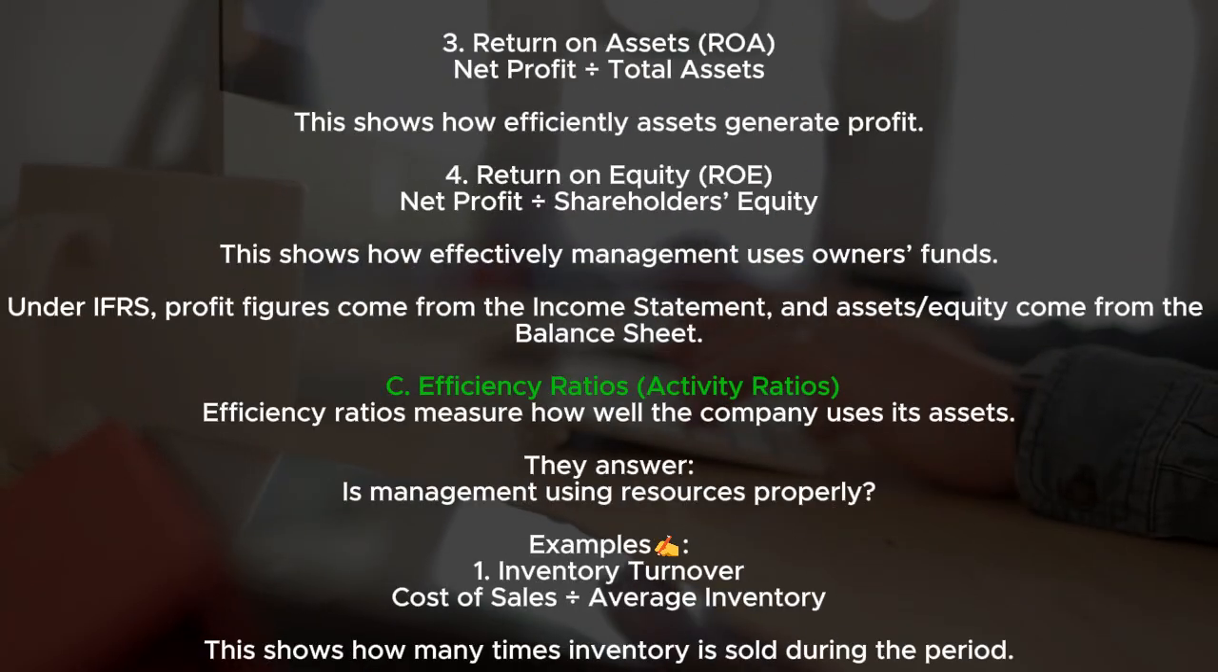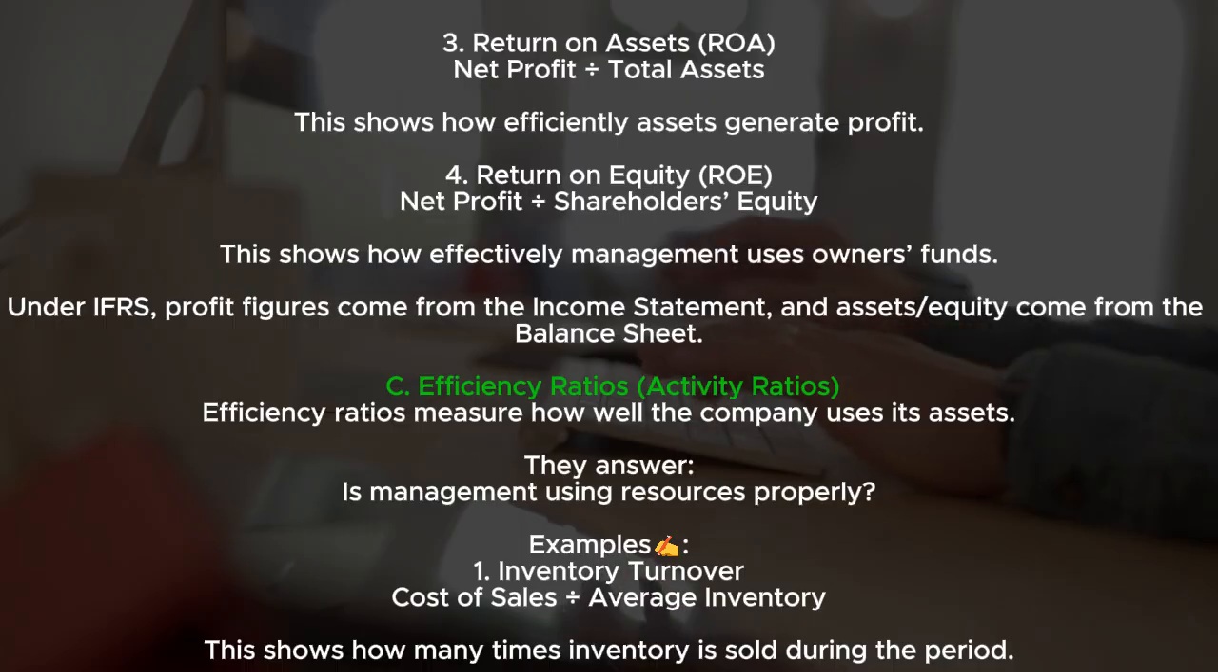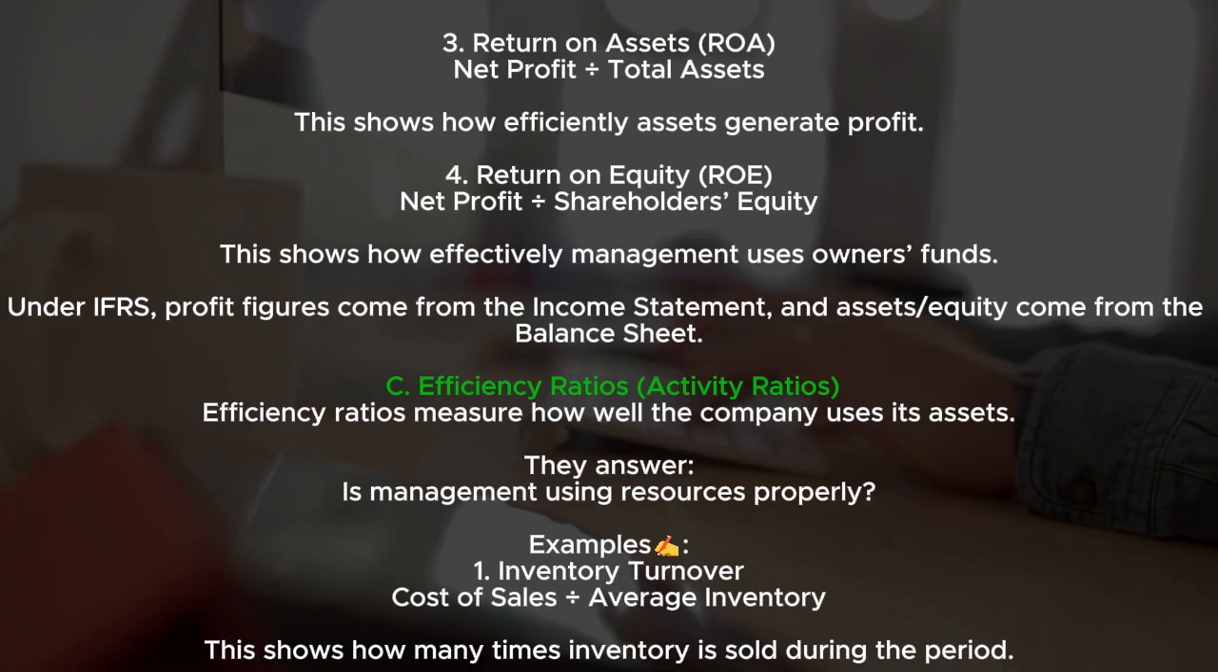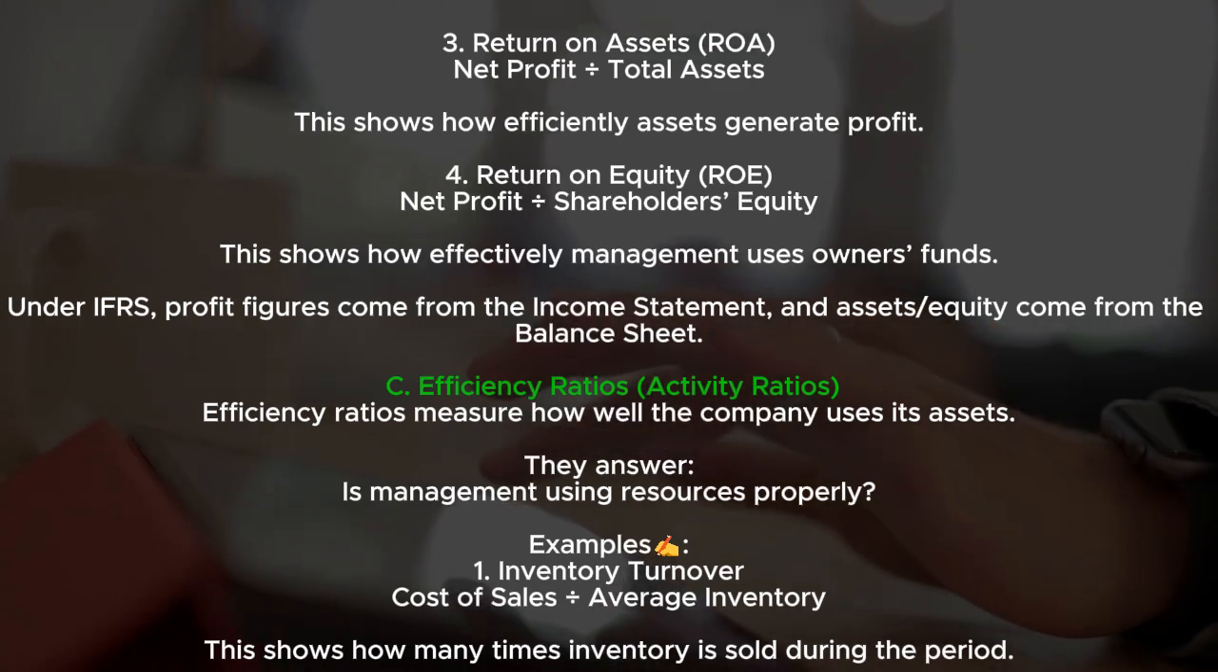3. Return on assets. Net profit divided by total assets. This shows how efficiently assets generate profit. 4. Return on equity. Net profit divided by shareholders' equity. This shows how effectively management uses owners' funds. Under IFRS, profit figures come from the income statement, and assets and equity come from the balance sheet.